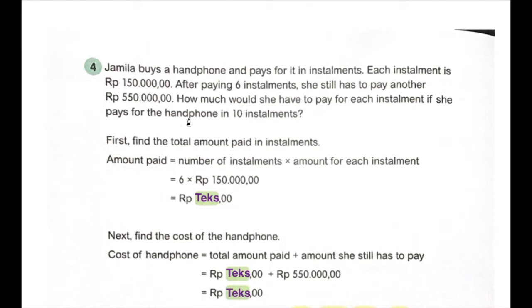Okay, first, find the total amount paid in installments. Kita cari dulu berapa yang harus dia bayar. Katanya ada 6. 6 times 150,000. How to make it easier? I will times it 6 times 15. 6 times 15 will be 90. How many 0 do I have? 1, 2, 3, 4. So I will add 1, 2, 3, 4. So, for the 6 installments, Jamila has to pay 900,000 rupiah.